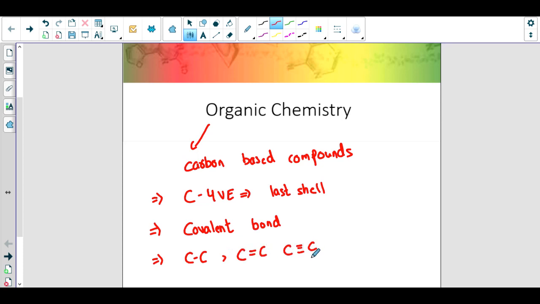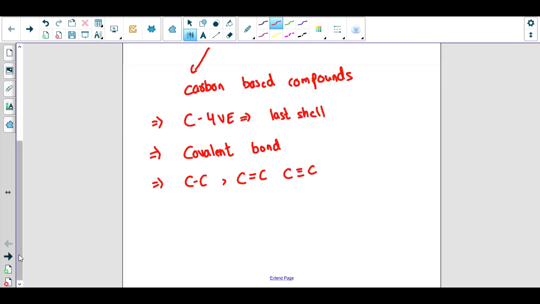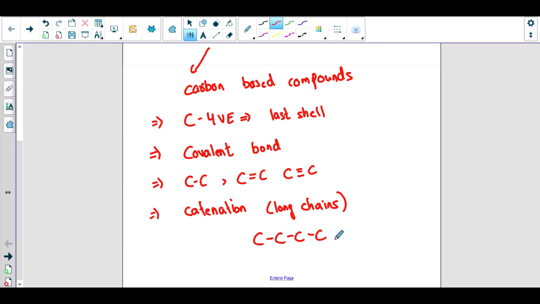make triple bonds. Another very important property of carbon is the property of catenation. What is this property? Making long chains of carbon. Like carbon bonding with one carbon, making a bond with another carbon, making a bond with another carbon. This unique property of carbon is called the property of catenation.